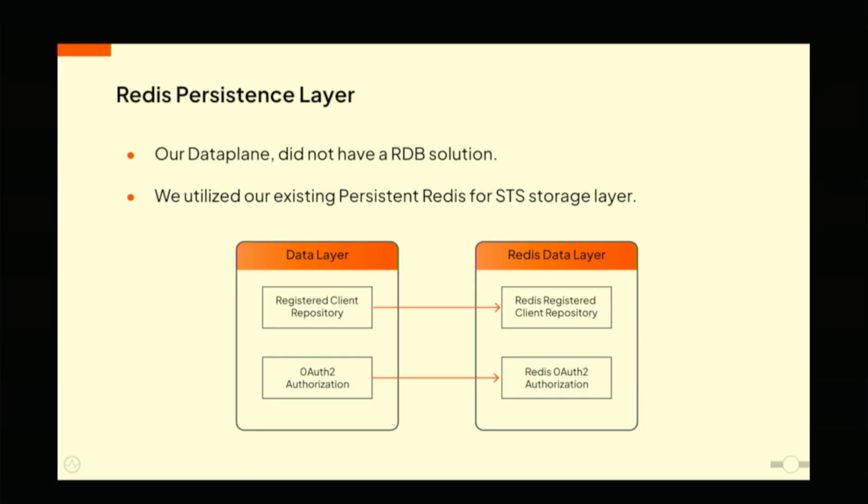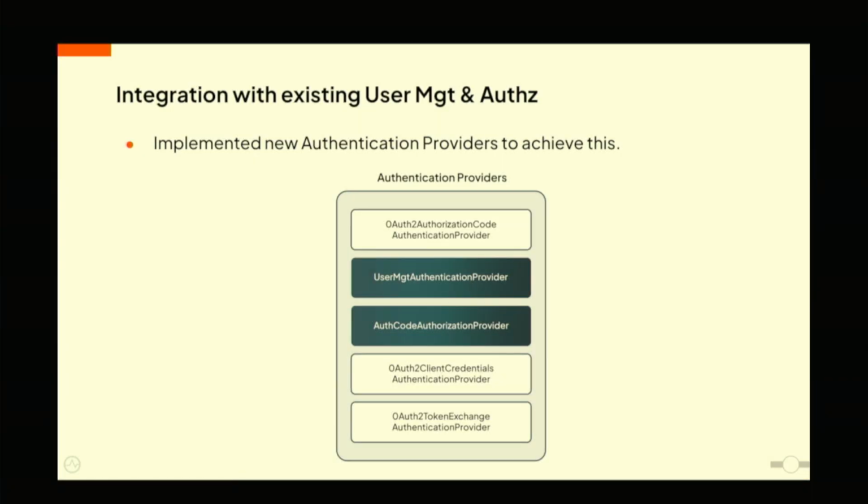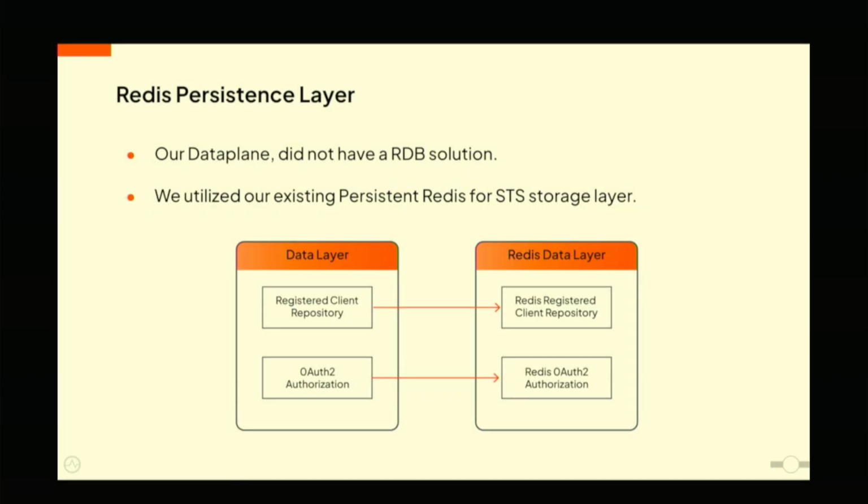Okay, the first one is, in our enterprise data plane, we didn't have any of these RDBMS solutions. We didn't have any relational database in our data plane. We only had a Redis instance. But Spring Authorization Server was built to work with Postgres. But Spring Authorization Server had an extension point where we could implement our own storage layer. So we created an extension on top of that, and we created this data layer to work with our Redis instance, and the problem was solved.